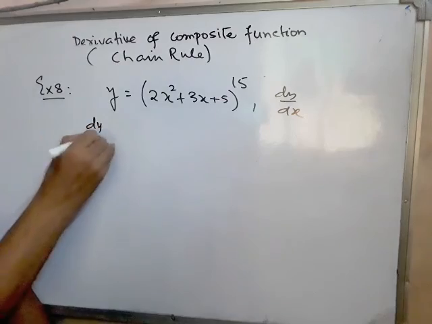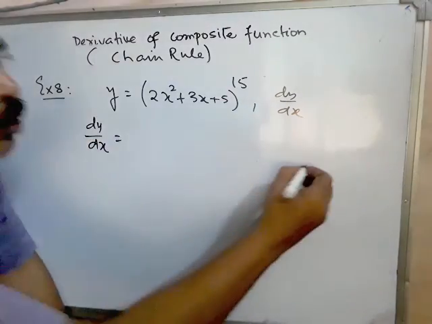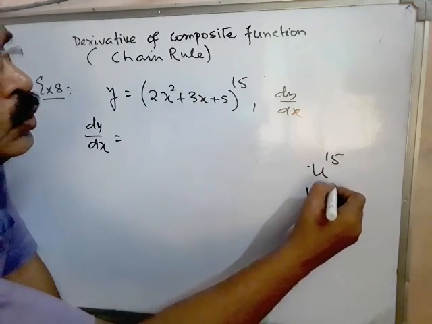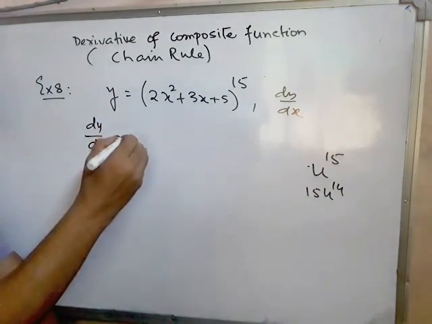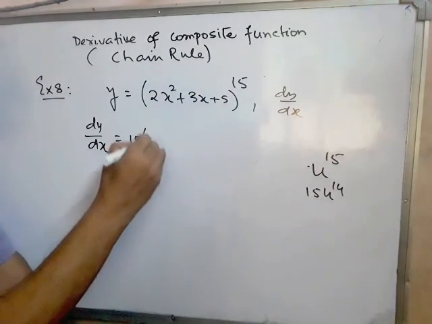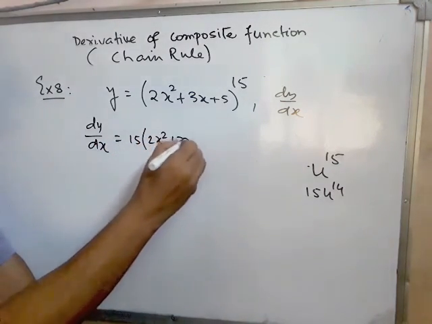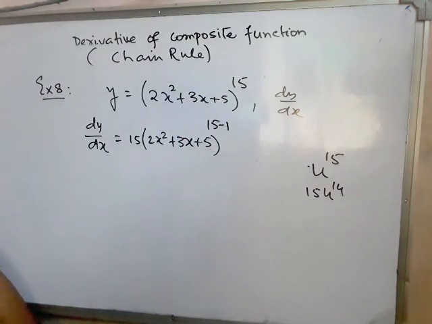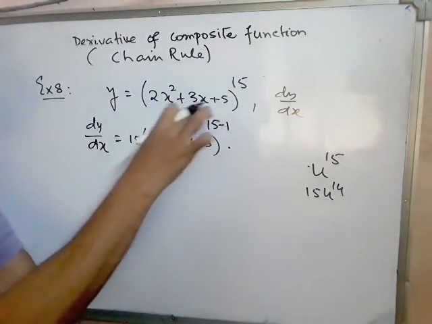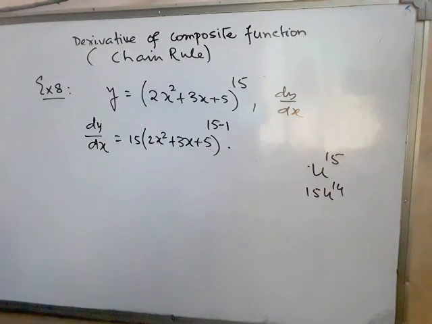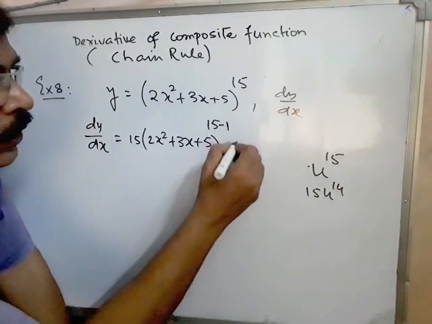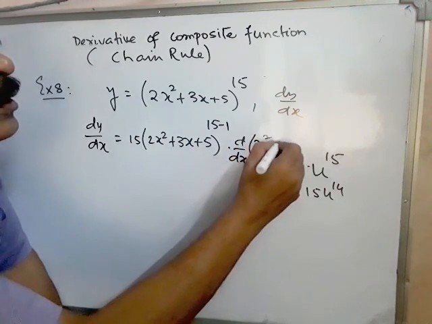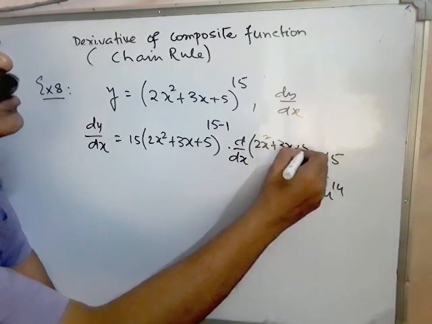Therefore, dy by dx, for u to the power 15, the answer will be 15 u to the power 14. So therefore 15 into 2x square plus 3x plus 5 whole to the power 15 minus 1, into, since it is a function of x, not only x, into derivative of 2x square plus 3x plus 5.